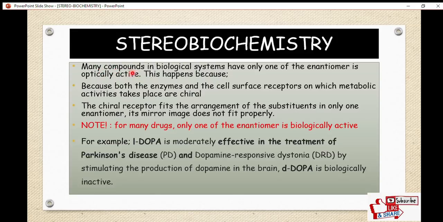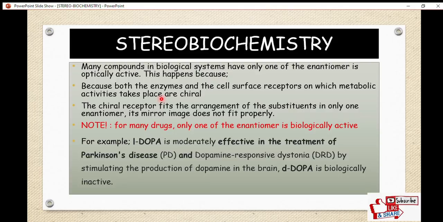So it's specific. Biomolecules are stereospecific, and the enzymes in our body too are optically active, so they are also stereospecific. They have only one enantiomer that's optically active. This happens because both the enzymes and the cell surface receptors, which metabolize the activities, are all what? Chiral. So they are all chiral molecules, so they are specific to each other.